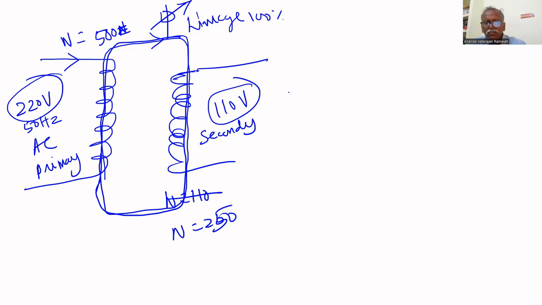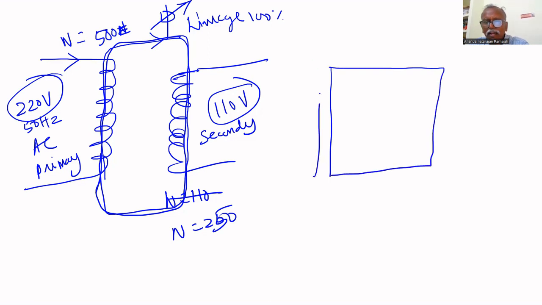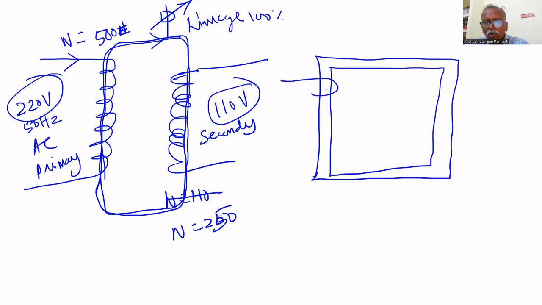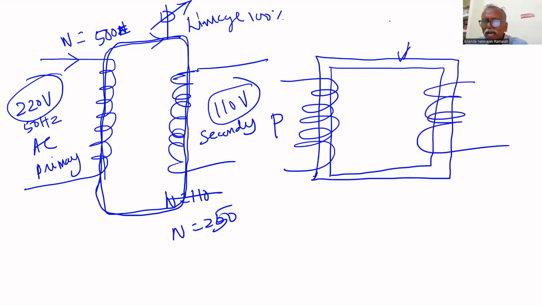Now let us see, instead of using this air core, if the flux goes through air, less amount of flux will link with the secondary coil. If the flux goes through iron, it is 800 times easier than air. That's why if you use an iron core, most of the flux produced by the primary will link with the secondary. That's why iron cores are used.